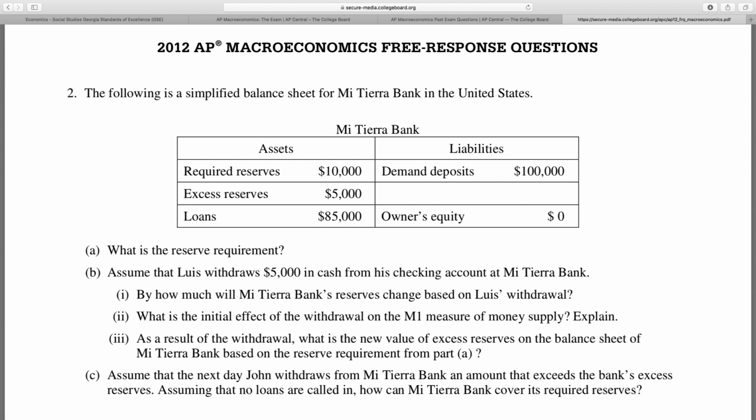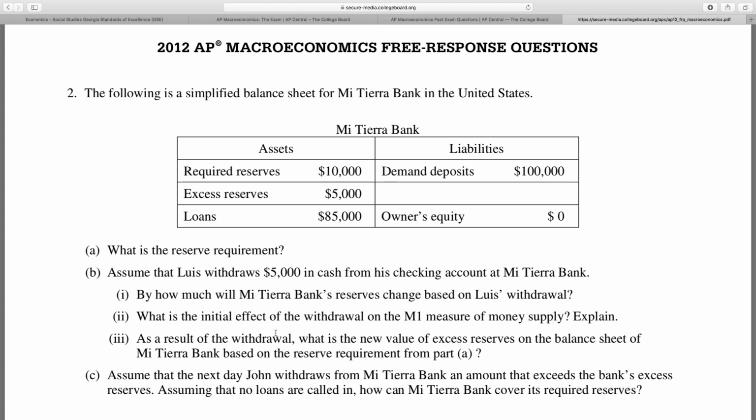What is the initial effect of the withdrawal on the M1 measure of the money supply? All right, what is M1 money? It is cash, it is checking accounts, it is traveler's checks, right? So this guy took his checking account money and he made it cash. It is still M1 money, so there is no change. You've got to explain that, though. You'd say there's been no change to the M1 measure of the money supply because demand deposits is M1 money and now cash, which this guy has, is M1 money.